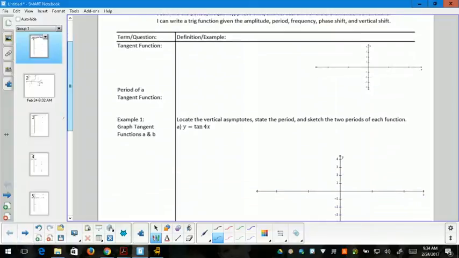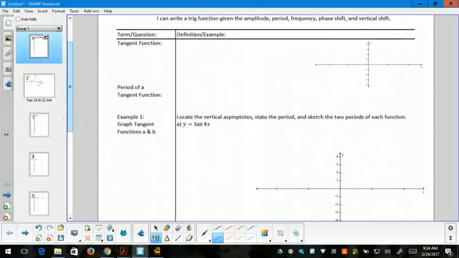Using the unit circle and knowing where the asymptotes are, we know that the tangent function starts at pi over 2 and goes to 3 pi over 2 for the parent function. We also know from our exploration that the sketch looks something like this. And so we're going to make a table to get one period from pi over 2 to 3 pi over 2.